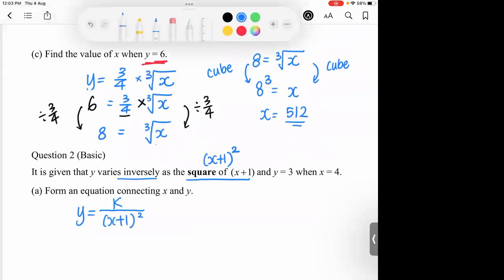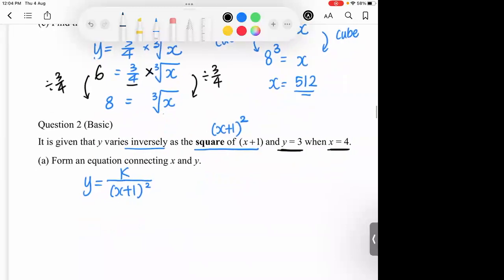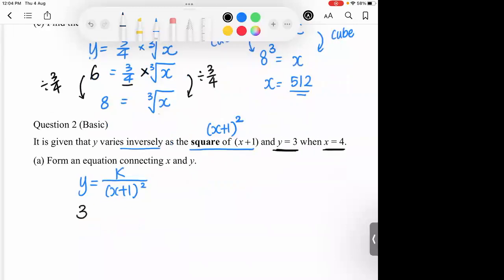Next step, what do we do? We need to look at numbers, right? Fill in, we have numbers, right? y equals 3, x equals 4. So you fill in, y is equal to 3, k over, the x is now what number? x is the number 4.